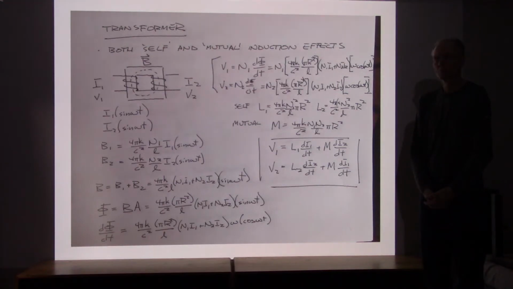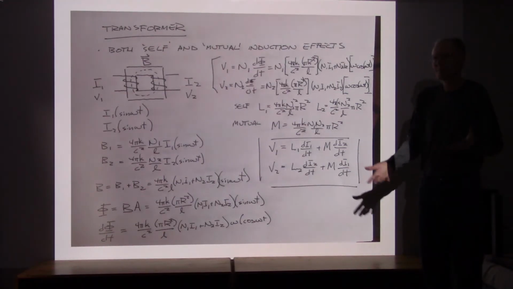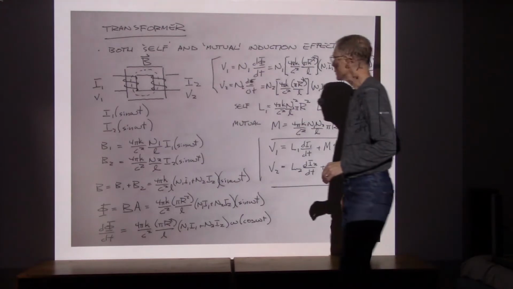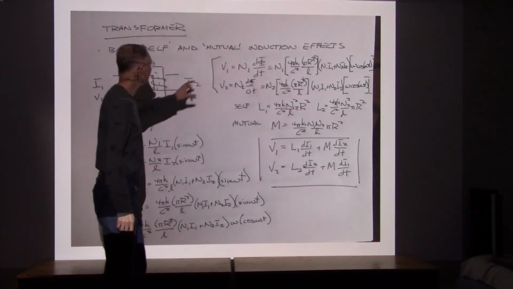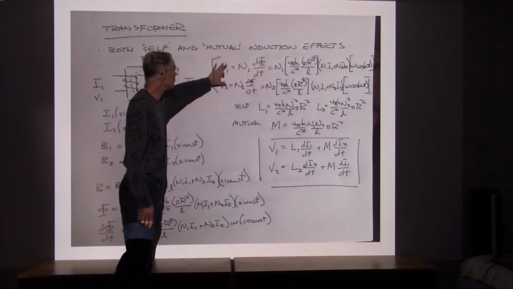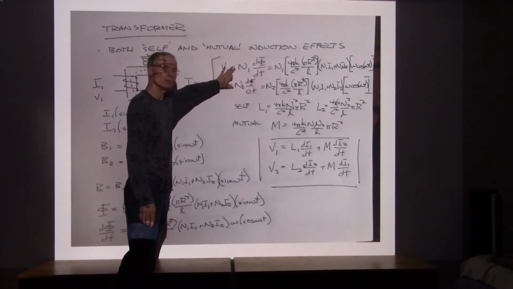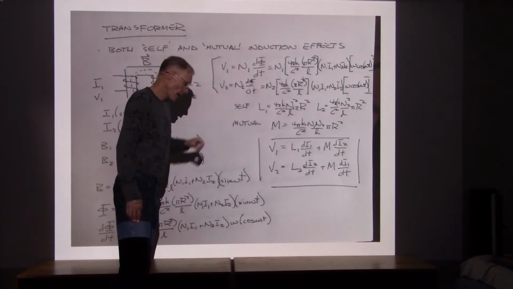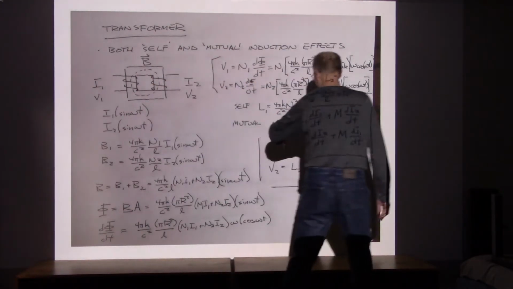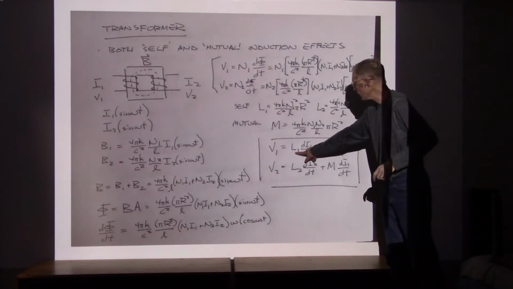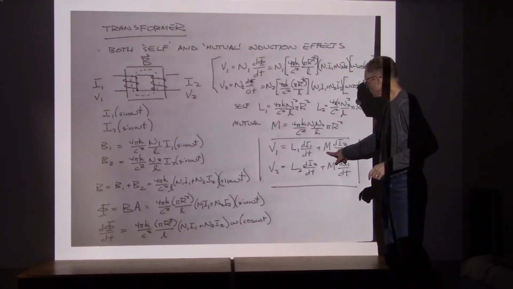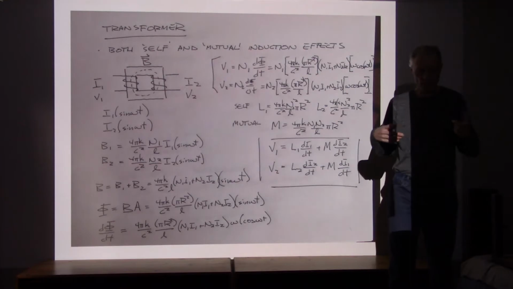So I guess it's kind of remarkable that when we step through all of these, we can show how the voltages on a transformer are proportional to the number of loops, and that the voltages can also be written as a combination of self and mutual inductance between the two sides.